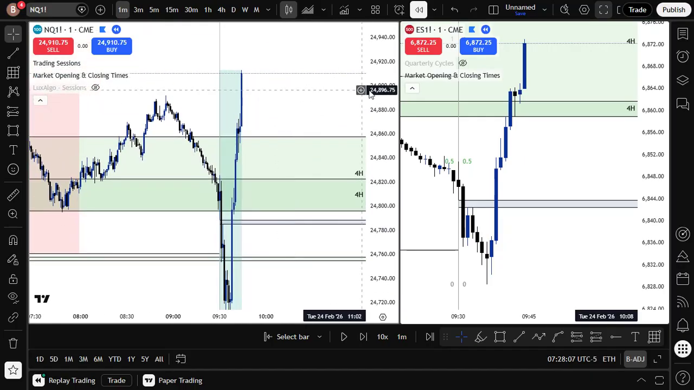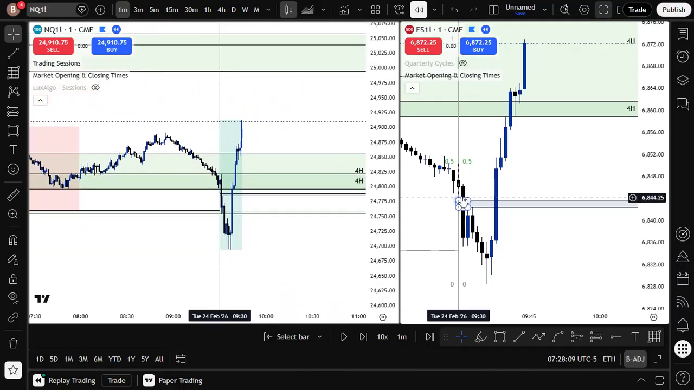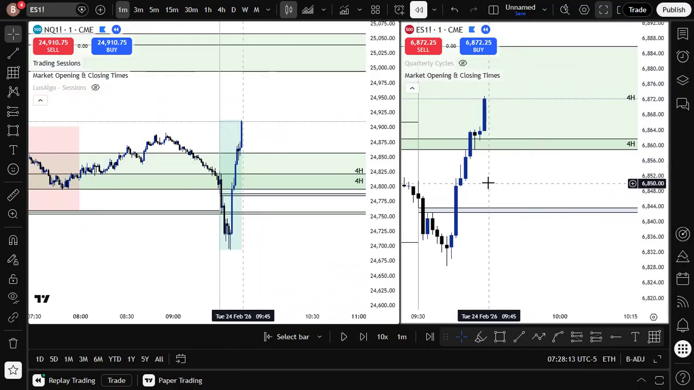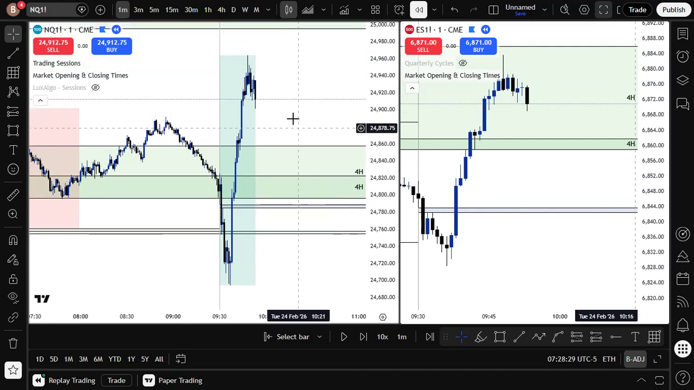Do I think that the price might come back lower? 100%. I 100% think so. Do I think this is a market structure shift? No. I would wait a bit. Okay, looks like a market structure shift.